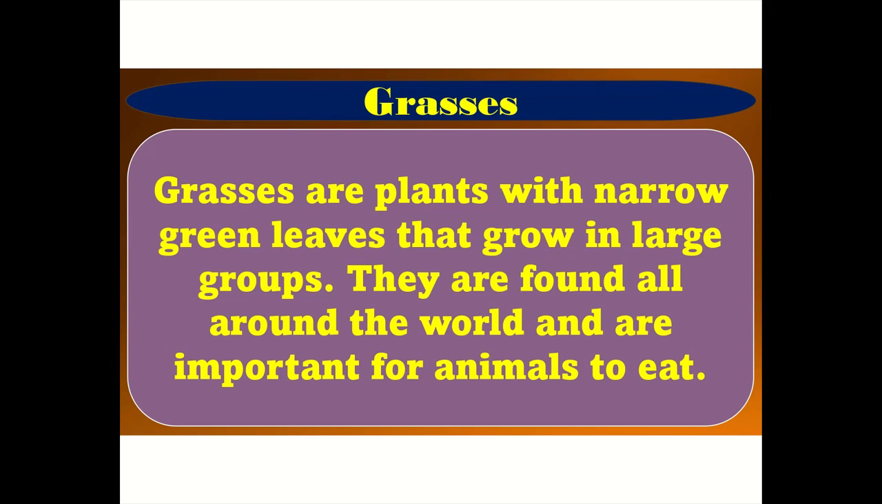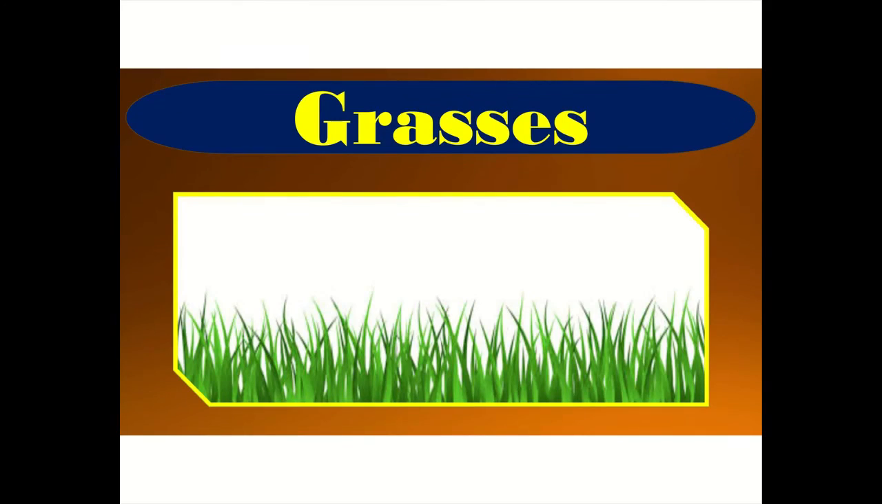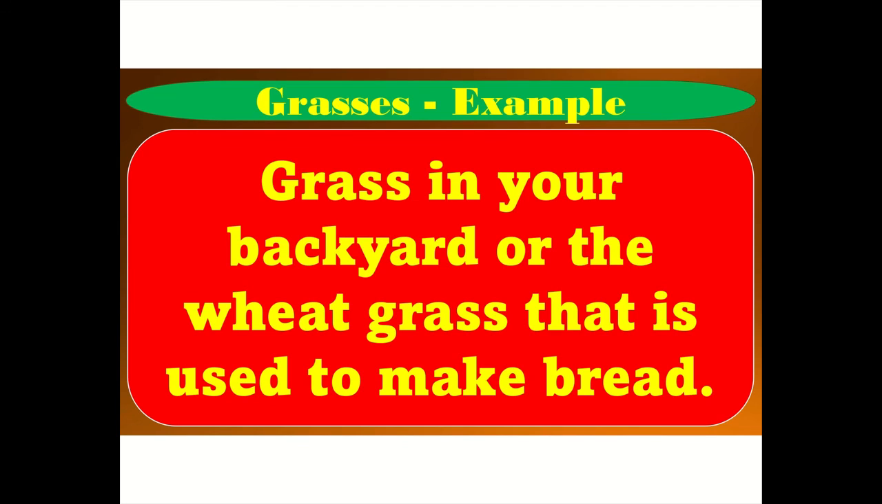Grasses. Grasses are plants with narrow green leaves that grow in large groups. They are found all around the world and are important for animals to eat. Example, grass in your backyard or the wheatgrass that is used to make bread.